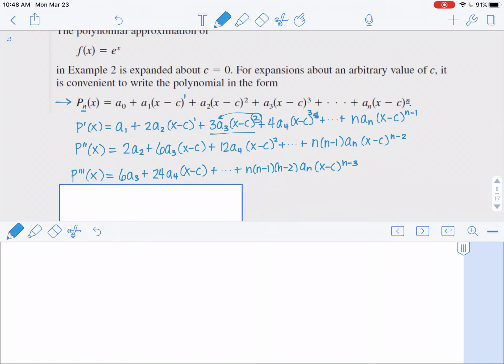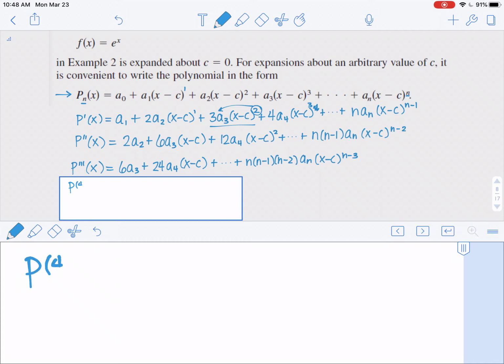Okay, one more time, fourth derivative. The derivative of that first term is going to be 0. I'm going to get 24a sub 4 times x minus c.